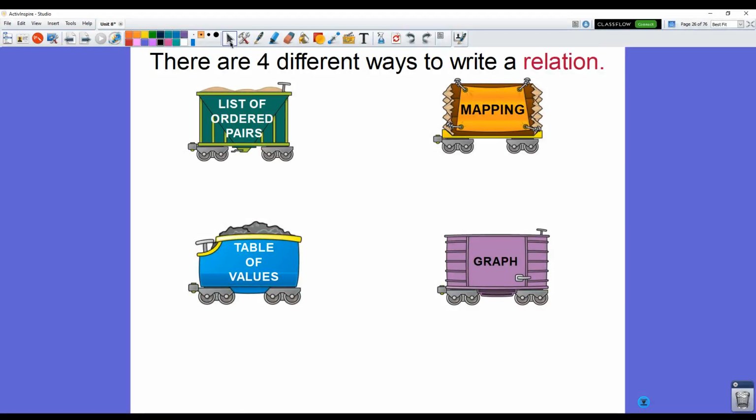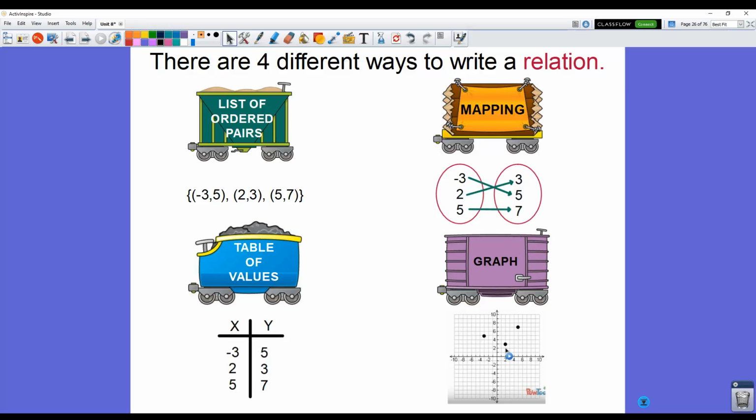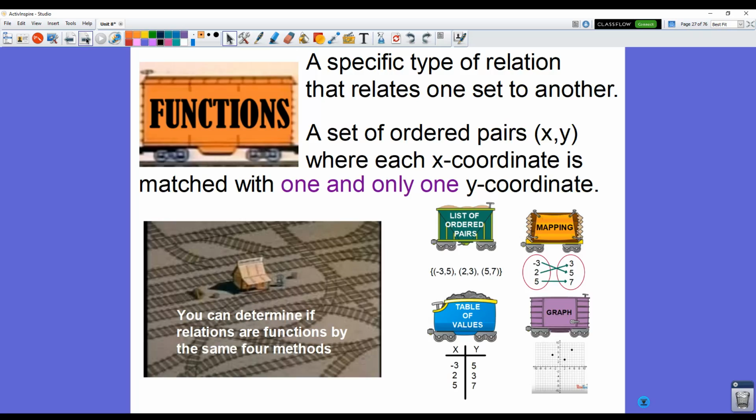There are 4 different ways that you can write a relation. You can list them as ordered pairs, which is what we just saw. They can be shown in a mapping formation, which looks like this, or a table of values, or you can show it also as a graph. We're going to talk about each one of these in a little bit.